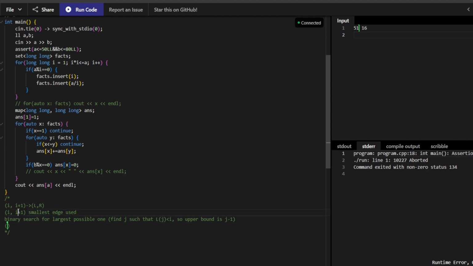Wait, so you're saying the edge from this label I, from L I one, is equal to L? Is that what you're saying? I'm saying that this is the smallest edge that we use. Well, then it has to be L, right? Yeah, so L of I should be equal to I. Yes, yes. Okay.